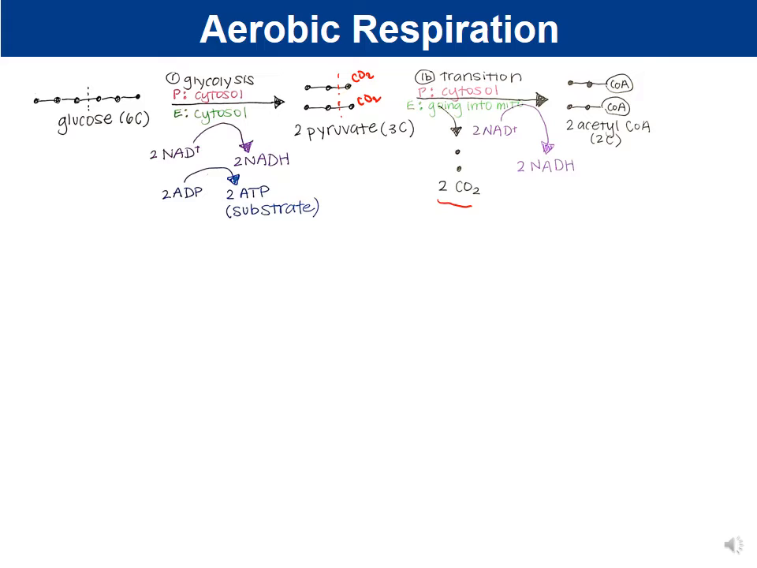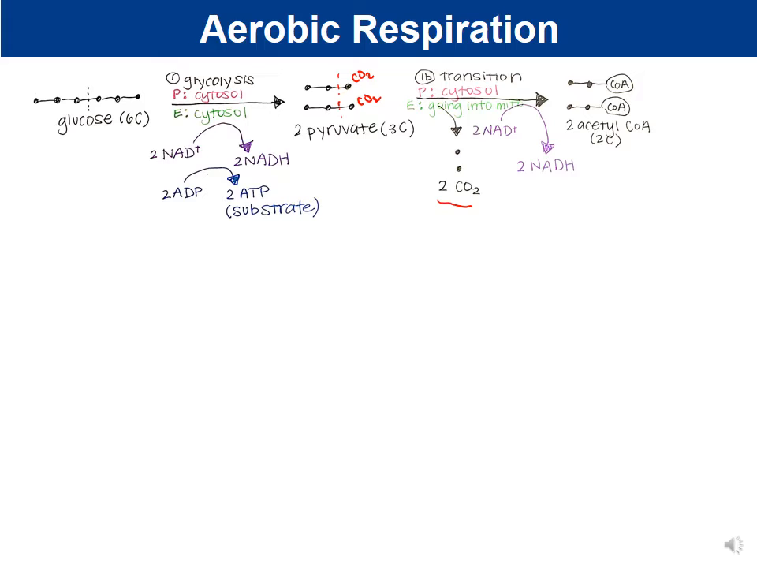Broke some bonds, also get some electron carriers. So 2 NAD plus goes in per glucose, 2 NADH come out. So now we have electrons transferred onto our electron carriers. To the remaining 2 carbon fragment, right? So to the rest of the sugar from pyruvate, the 2 carbon fragment, we get CoA, coenzyme A added on. So our product is going to be 2 acetyl-CoAs. Each acetyl-CoA is 2 carbons. So notice we still have 4 carbons left.